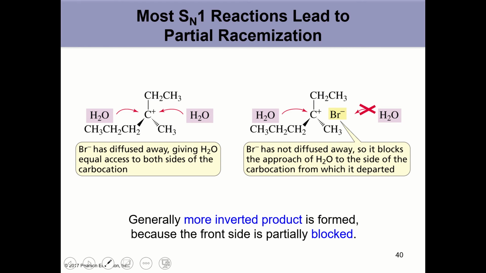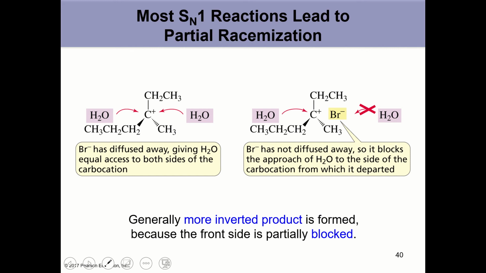Most SN1 reactions lead to only partial racemization. While we almost always refer to SN1 as giving us a racemic mixture, the strict definition of a racemic mixture is a 50-50 concentration of an enantiomeric pair. However, that is not the true concentration of the final products in an SN1 reaction.